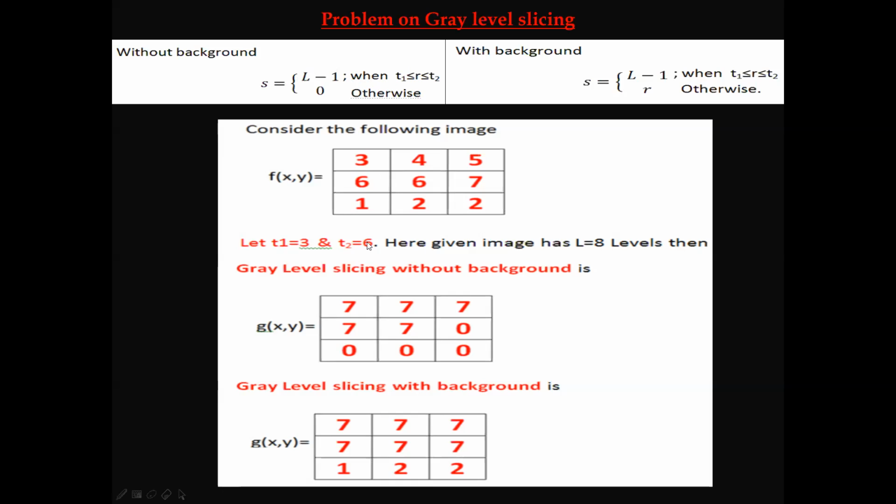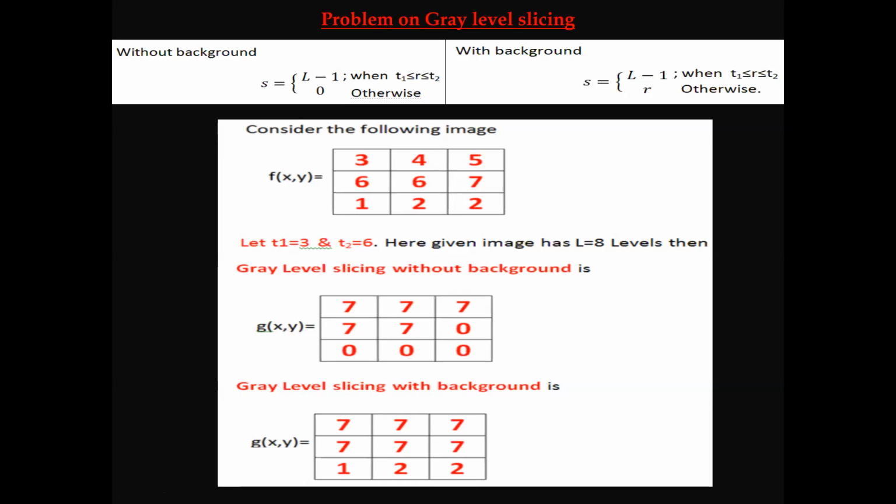So in the first case, the without background case, let us see. This is the output image. How are we getting this image g of x comma y equal to 7 7 7? From the input image f of x comma y, let us see the first element, that means the first 7. How are we getting this first 7?